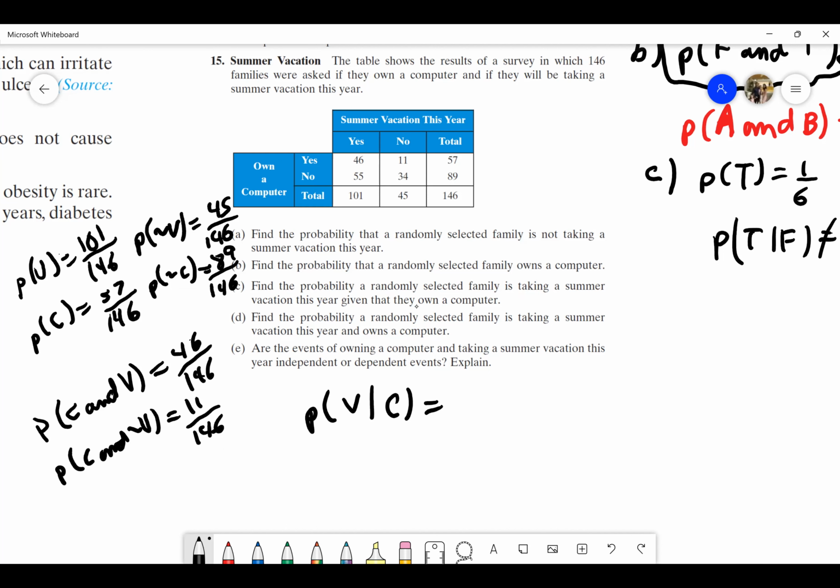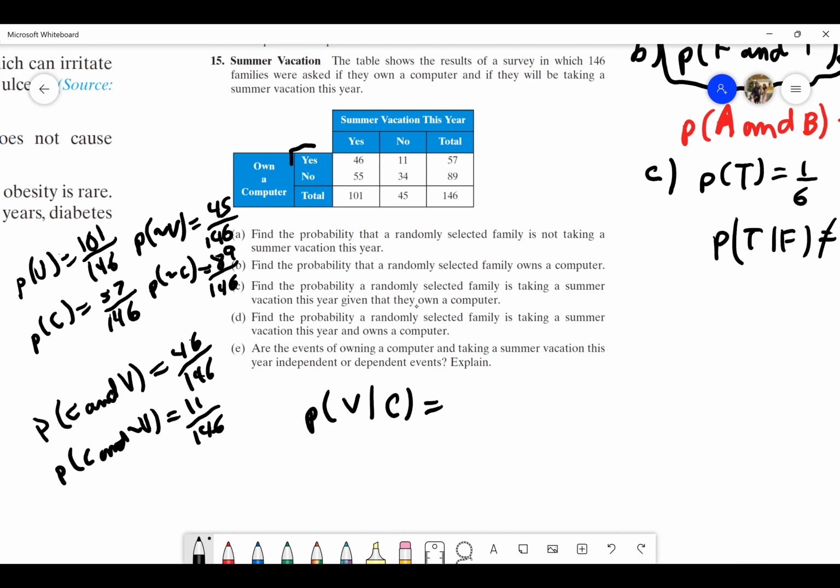So wait, before you go, say which one? The last you just said. Given. Okay, so watch this. Probability they're going to take a vacation if they own a computer, given they own a computer. So you said what, Brianna? All right, so look, watch what I'm going to do. Probability of vacation given they own a computer.